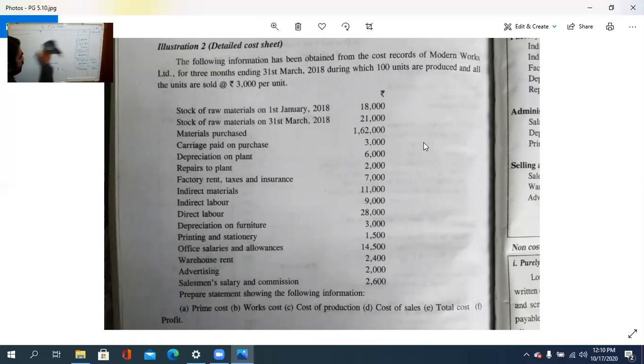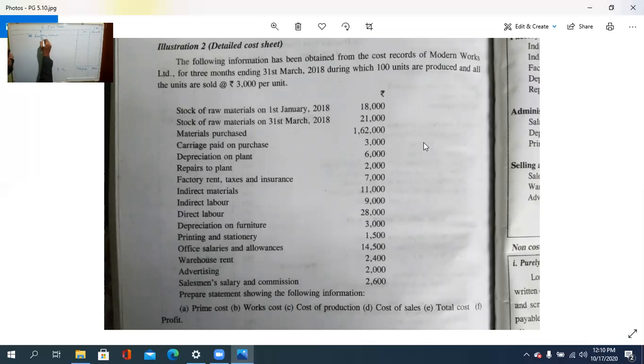Then we need to prepare the remaining part. The prime cost is calculated. Then after that, what is there? Factory overheads. We need to take whatever relates to the factory. So add factory overheads: which ones are they? Depreciation on plant, repairs to plant, factory rent, taxes and insurance. That is all that comes under the factory, isn't it?